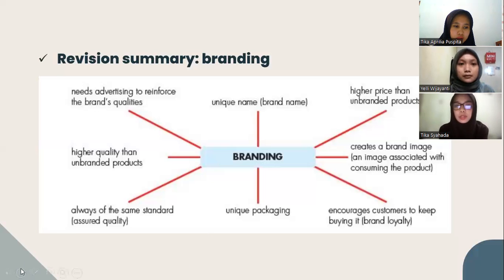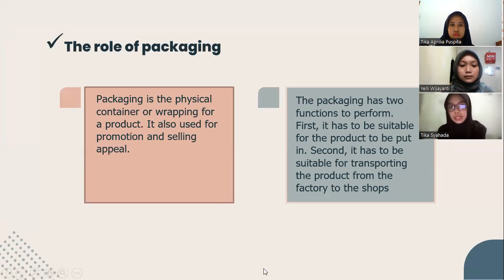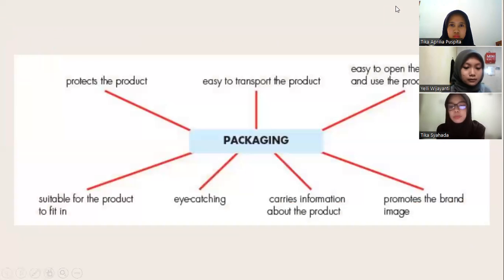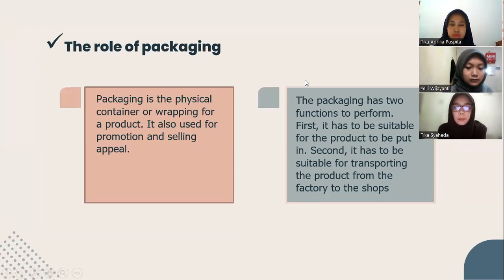So I would like to talk about the role of packaging. First of all, I would like to inform you what the definition of packaging itself is. Packaging is the physical container or wrapping for a product. It is also used for promotion and selling appeal. So when you buy an item and the item is covered, for example, by a box or something similar, that is what we call packaging.